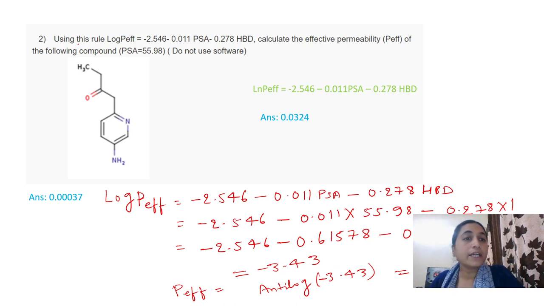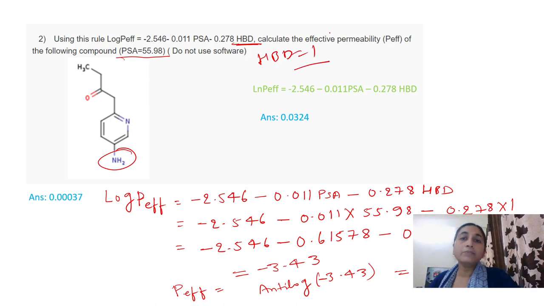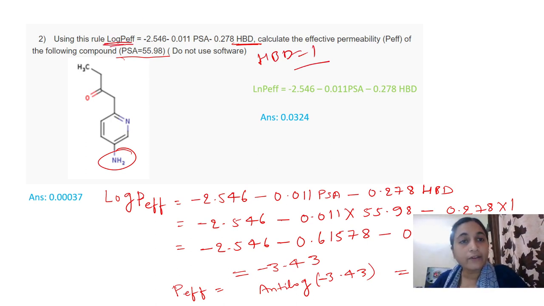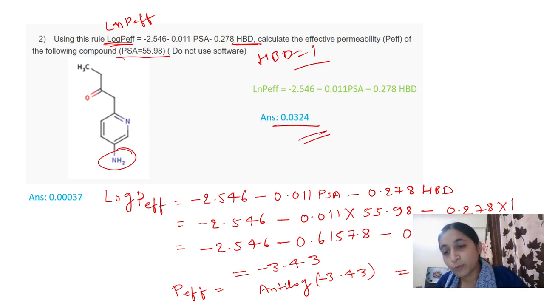And now question number 2. Using this rule, log PEF equal to minus 2.546 minus 0.011 PSA minus 0.278 HBD. Calculate the effective permeability of the following compound. In this question, PSA is given, 55.98. HBD, we can see like only one hydrogen bond donor is there, so HBD will be here 1. But the mistake of this question is that in place of log PEF, it should be ln PEF. So if you consider ln PEF, then the answer will come like 0.0324 and it will match. And if you calculate with log PEF, then the answer will come like 0.00037.